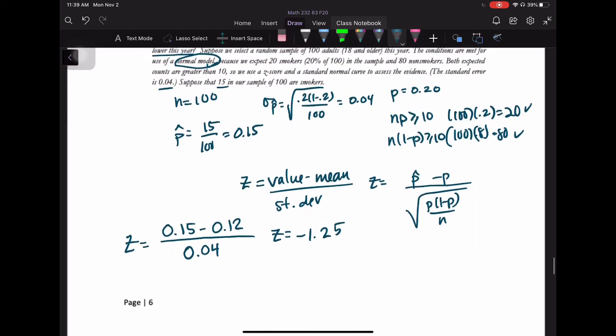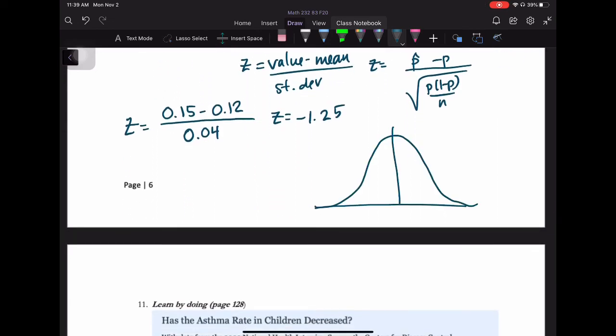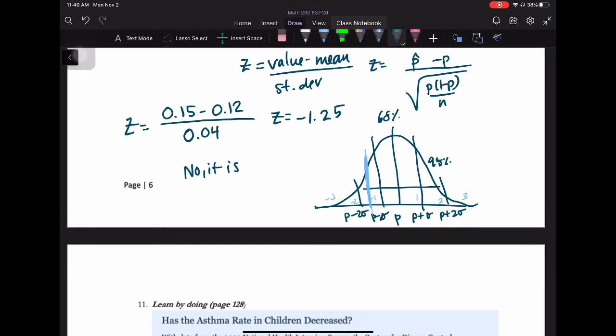Now, remember your normal distribution? Around our proportion, one standard deviation gathers 68%, two standard deviations captures 95%. Well, where would minus 1.25 be? In your standard normal curve, you have z-scores of 1, 2, 3, negative 1, negative 2, negative 3. Negative 1.25 would be right in here. That's in between 68 and 95%. That's not unusual at all. This would say, no, it is not unusual.